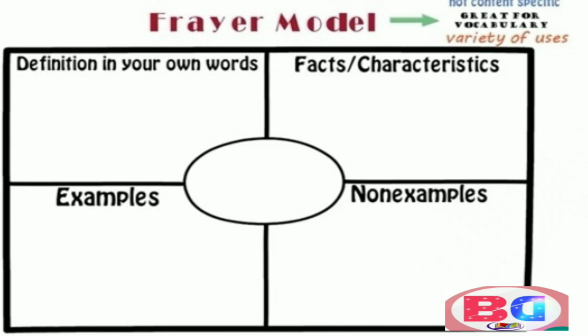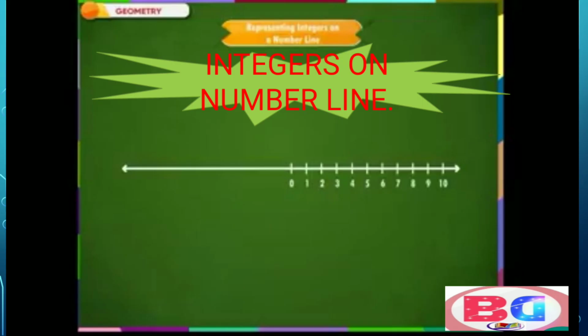Now we can understand this by using the pair model. You can put here the definition, characteristics of the integers, and give examples and non-examples. Let us see here integers on the number line. So how can we denote the integers on the number line?